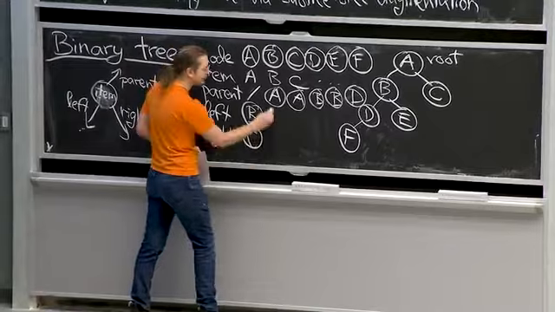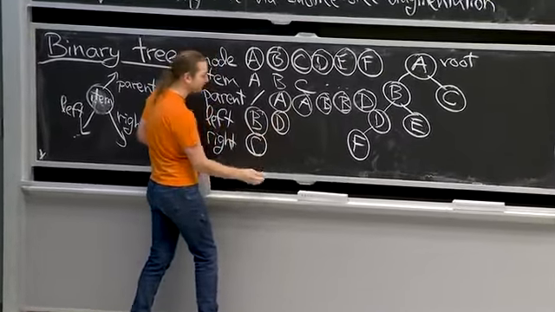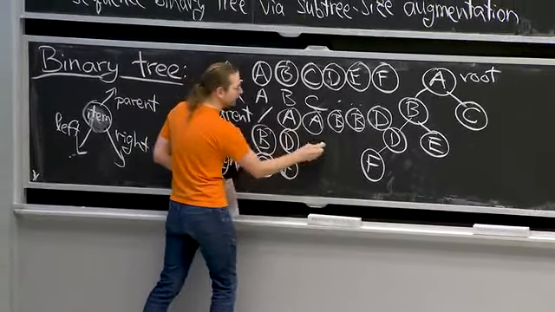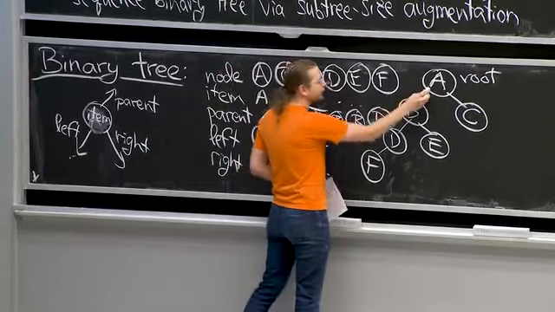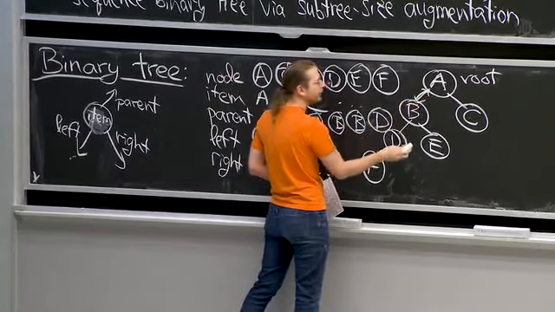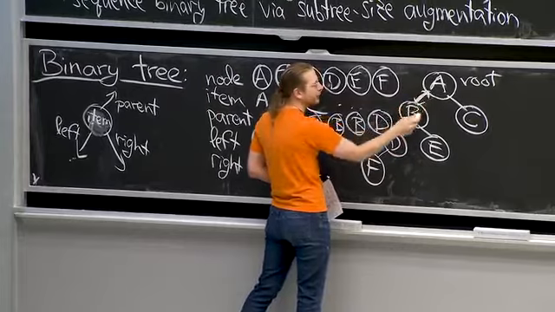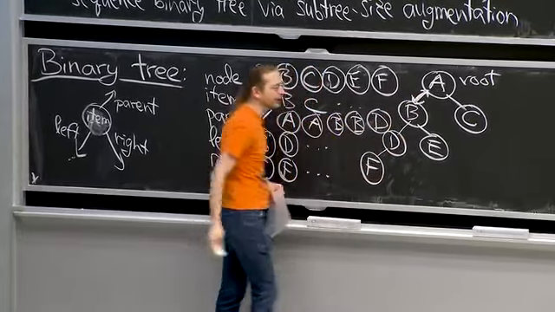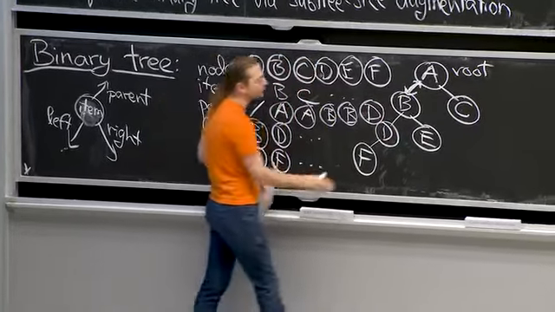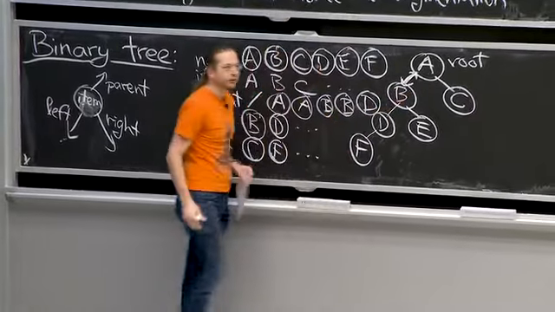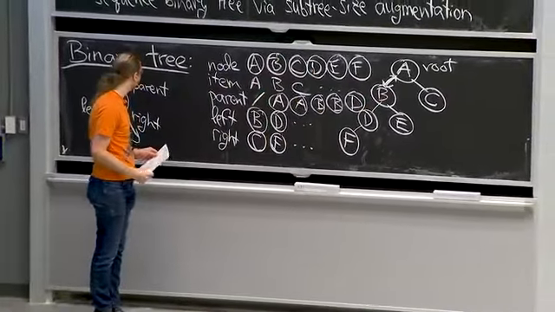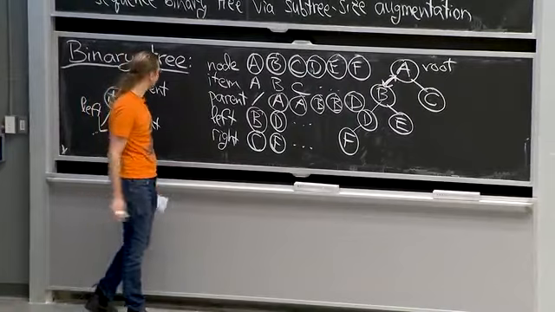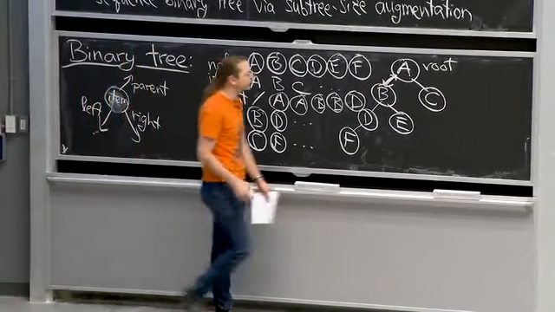Left pointer for B is D. Right pointer for B is E, and so on. Okay, so in other words, each of these lines is a bidirectional pointer. In this direction, it's the parent direction. In this direction, it's left in this case. Because it's bidirectional, we don't draw the arrows. We just draw undirected lines. Okay, this is in general what a binary tree looks like.